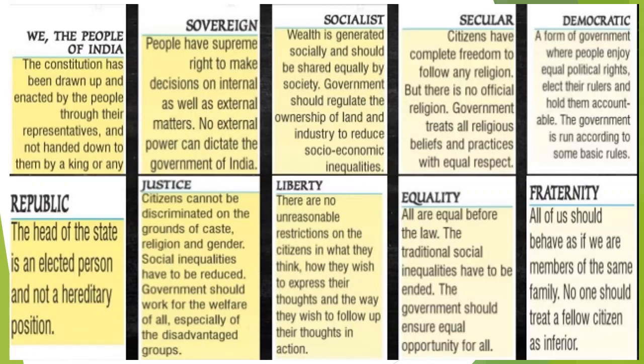Secular: citizens have complete freedom to follow any religion, but there is no official religion. Government treats all religious beliefs and practices with equal respect. Democratic: a form of government where people enjoy equal political rights, elect their rulers, and hold them accountable. The government is run according to the basic rules. Republic: the head of the state is an elected person and not a hereditary position.